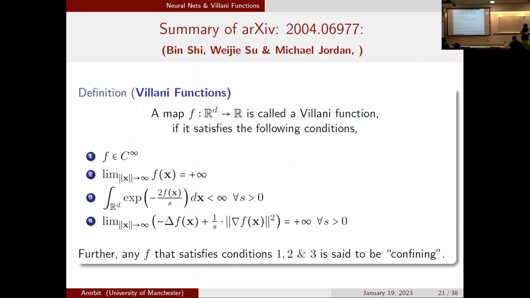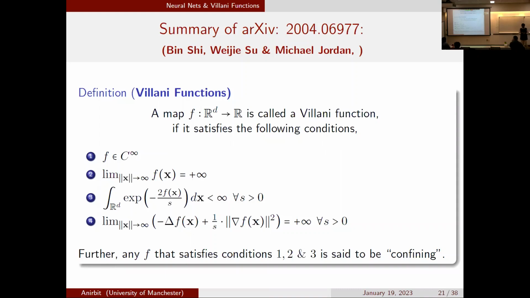So what is a Villani function? A function is said to be Villani if it satisfies these 4 conditions. First, it's C infinity. Second, it blows up to infinity asymptotically. Third, it has density in some sense: e to the power of -2f is integrable for every weight s.